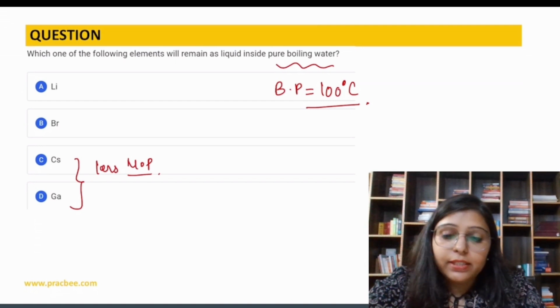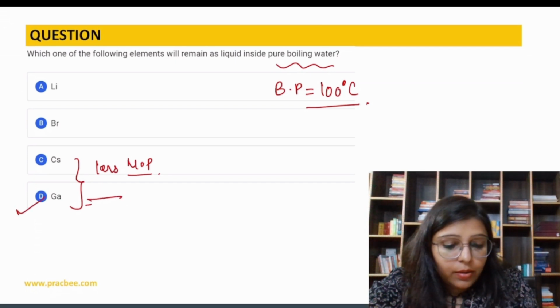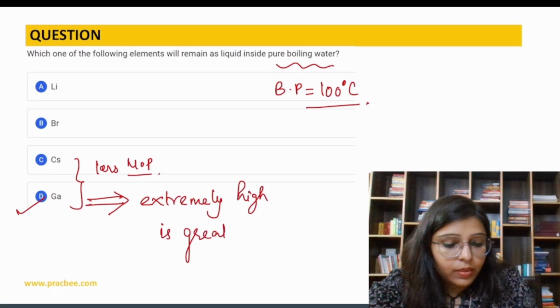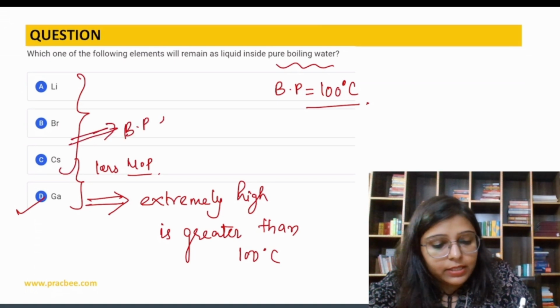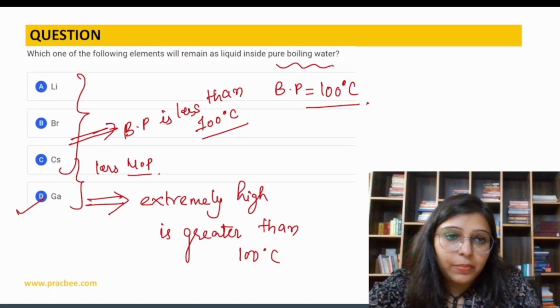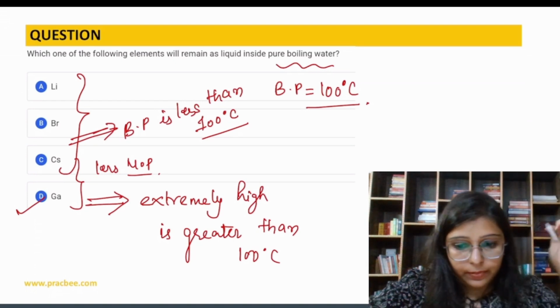See, the point is that if the mass is more, then the boiling point is also more, right? So the boiling point of gallium is extremely high, which means it is greater than 100 degrees Celsius. While lithium, bromine, and cesium have a boiling point less than 100 degrees Celsius, due to which at 100 degrees Celsius they remain in the steam form, or the vapor form.